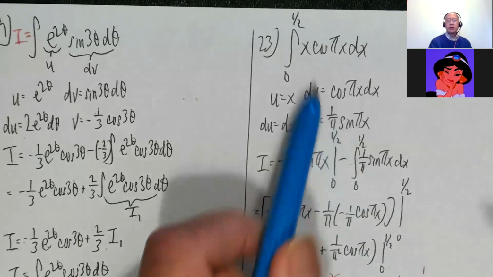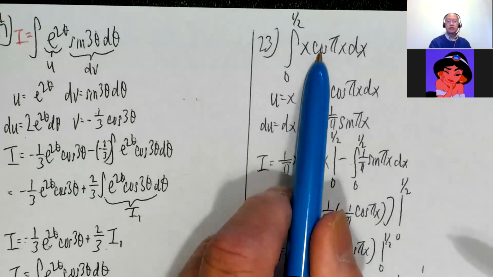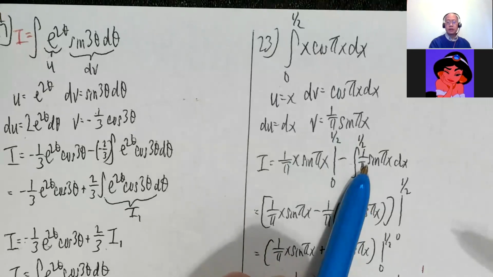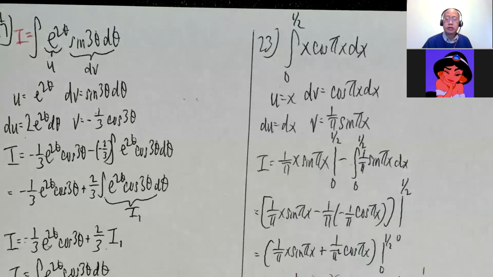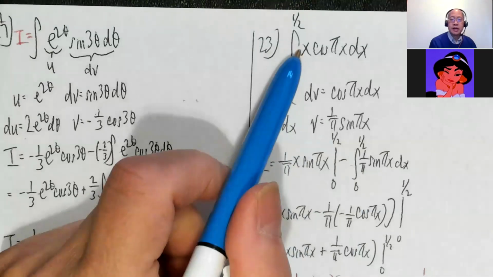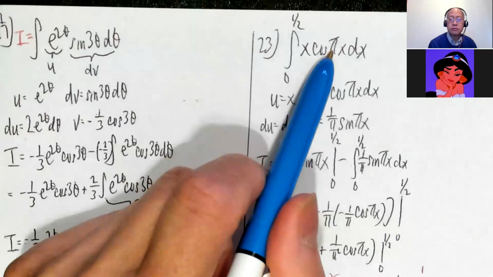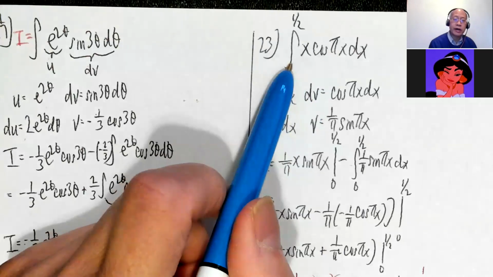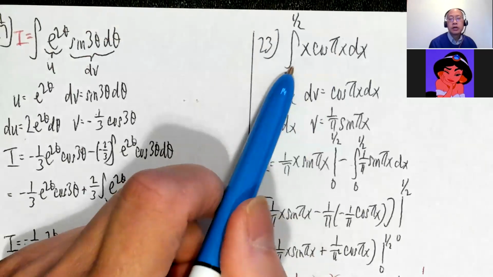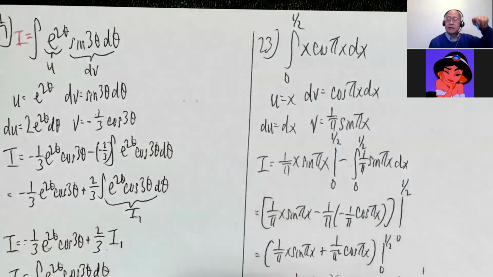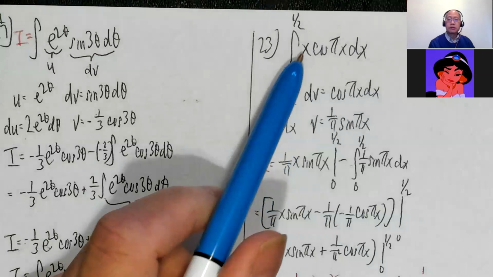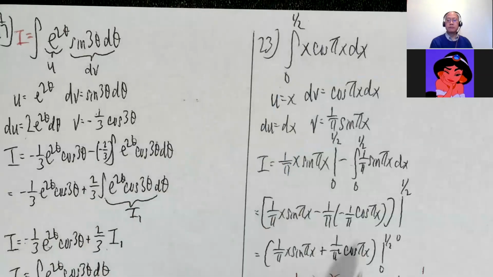Okay, and let's look at what happened. I started off with x times a trig function. I ended up with just a trig function. Again, that typically is what happens when you have a polynomial and a trig function. When you integrate by parts the right way, the degree goes down by one. So if you started off with x cubed times a trig function, integrate by parts, it goes to x squared times a trig function, do it again, x times a trig function, do it again, you just have a trig function. So the exponent goes down by one every time you do integration by parts.